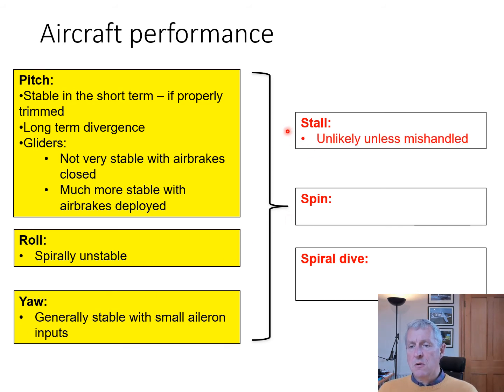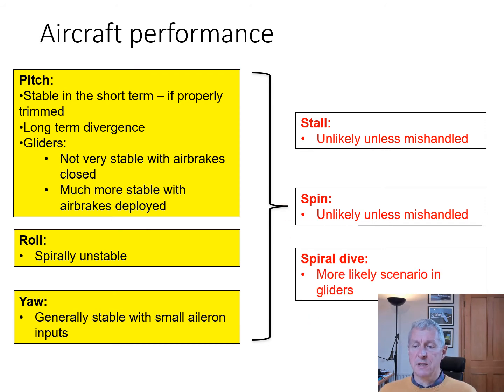Things that can go wrong: a stall, generally unlikely unless we mishandle the glider, because our speed is stable. A spin, again, fairly unlikely unless we mishandle the glider, but a spiral dive is a quite likely scenario. So that's the one that we need to be careful about.